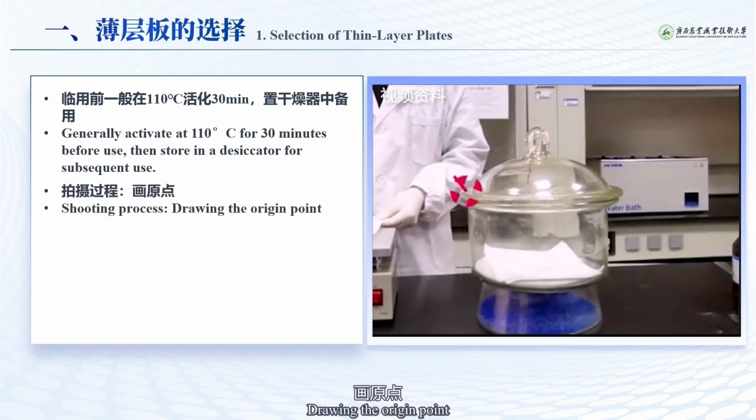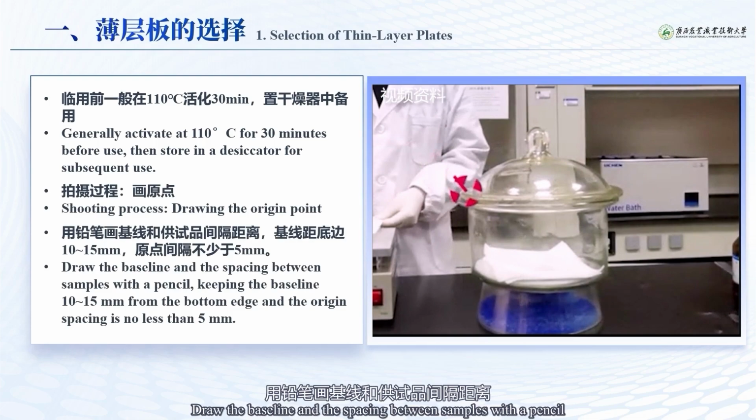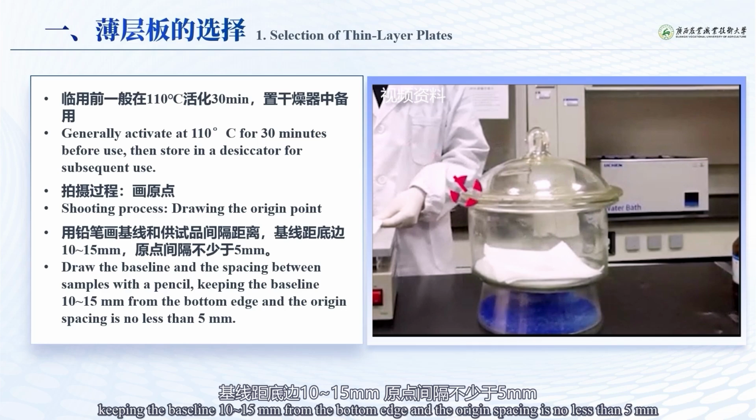Spotting process, drawing the origin point. Draw the baseline and the spacing between samples with a pencil, keeping the baseline 10 to 15 mm from the bottom edge. The origin spacing is no less than 5 mm.